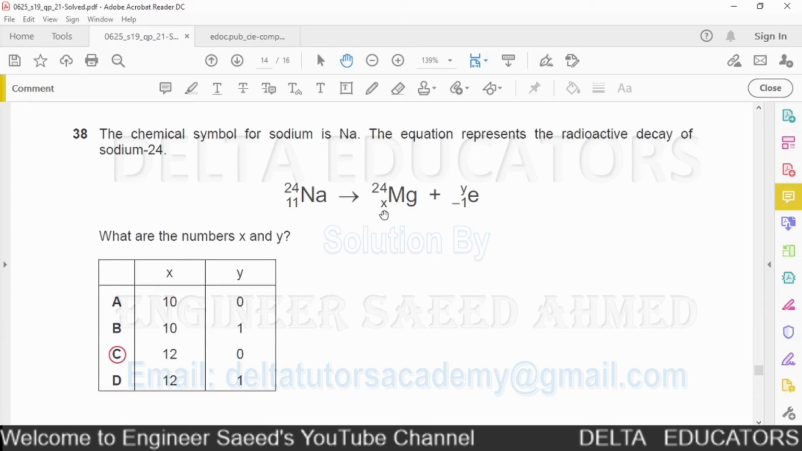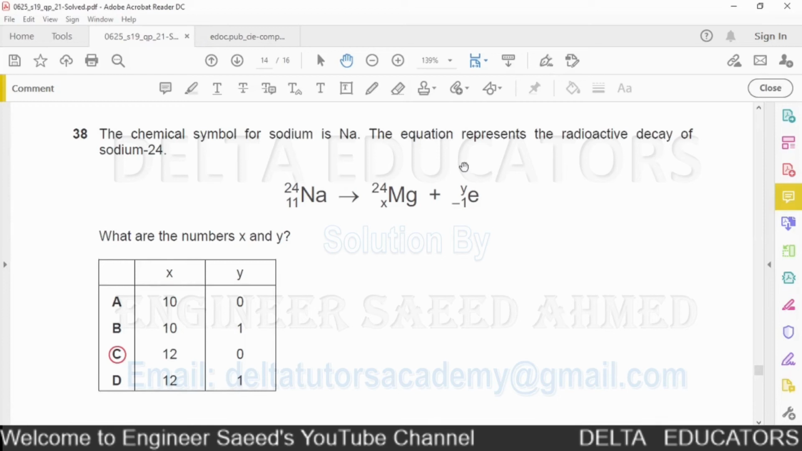So here it should be 12. So that 12 minus 1 will be 11. It will become the same as before the reaction. So here the value of X will be 12. Now 12 is given in options C and D. So possible options are C and D.